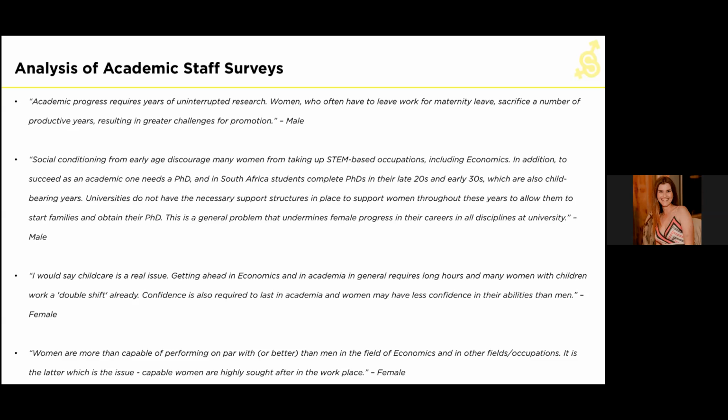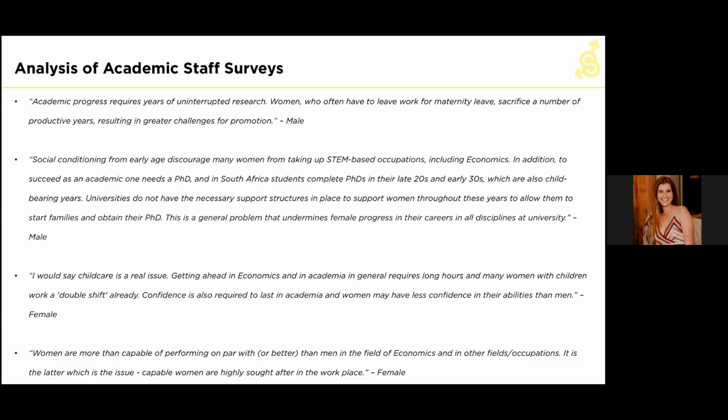The respondents also gave some interesting comments, of which I've included just a few here. The comments generally highlighted that the slow progression of women through the ranks can be heavily influenced by the presence of children. Taking maternity leave and having to deal with small children will affect one's productivity as well as publication rates, which is a major consideration for promotion.